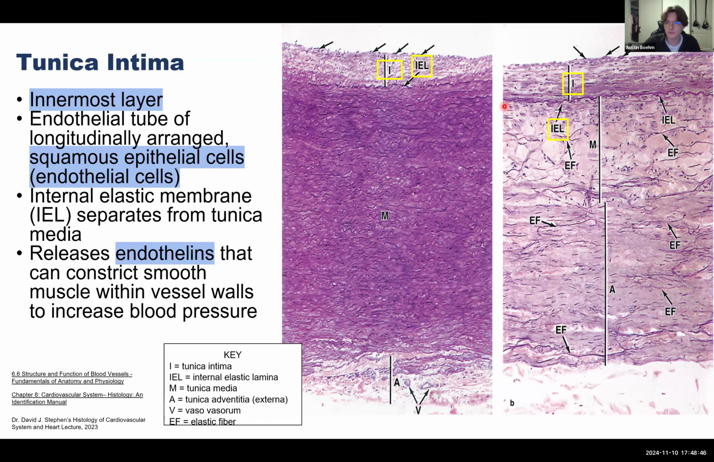And that can be seen a little bit easier here on maybe the vein, but it's right there on the artery. And then one important thing in the peripheral arteries with the tunica intima is that it's what releases the endothelins, which can constrict smooth muscles when you want to increase blood pressure in the vessel wall. So a good example of that would be if there were injury here, those endothelins would get released. They're kind of contained inside it, and that could lead to some vasoconstriction to try to stop the bleeding.